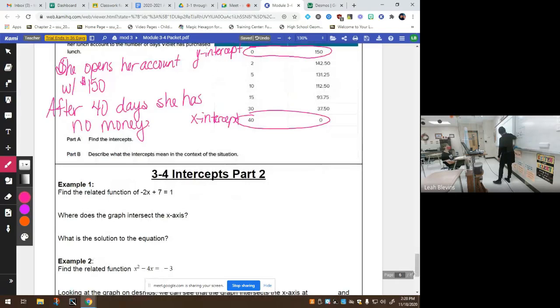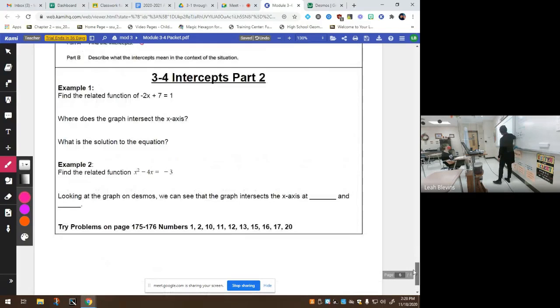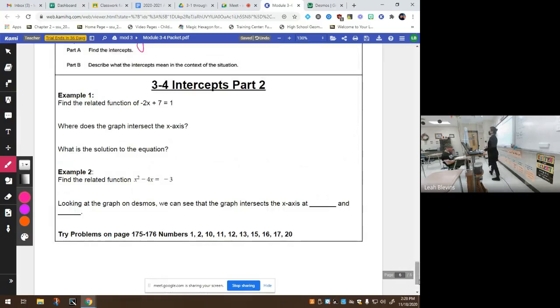All right, we're almost finished. The last thing is to write a related function. So I'm going to show you what this means. A related function, first of all, in order for it to be a function, has to be f of x, or g of x, or h of x. But we have to have it set equal to 0. Okay? I want this to be 0.